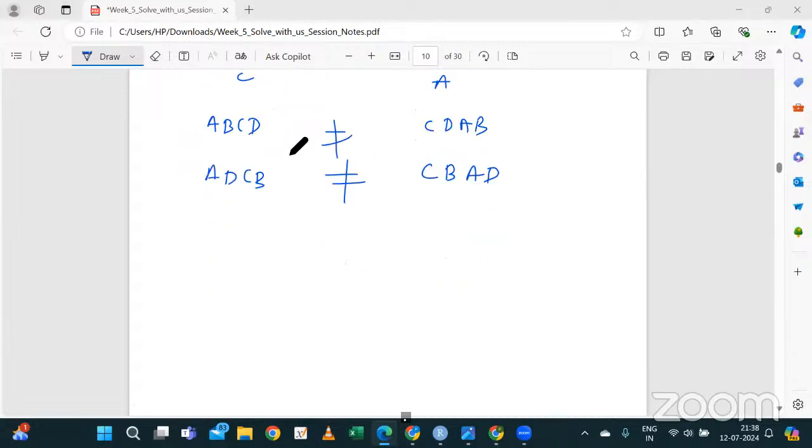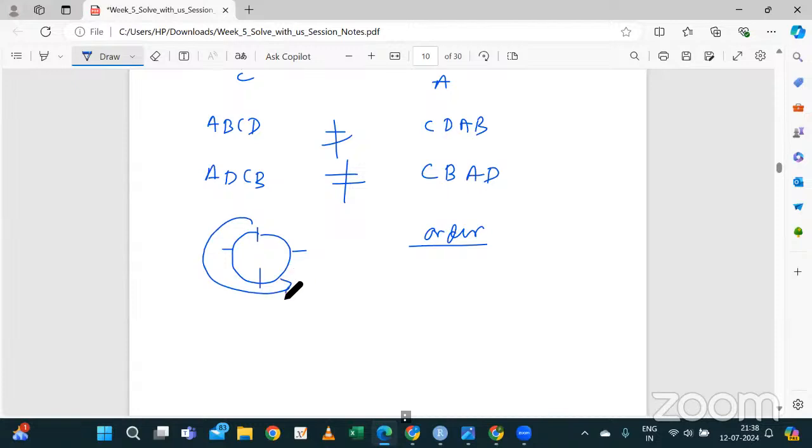One second, let me clarify. If anti-clockwise and clockwise are the same, then the orders are the same. What do I mean by order? Even if you are going anti-clockwise, suppose you had done A B C D, for example. This is one arrangement. Another arrangement you can do like this, or not?